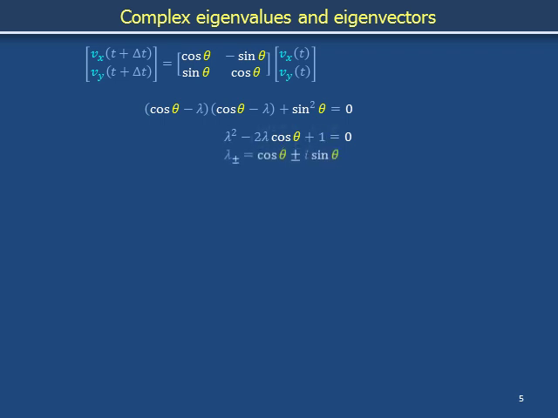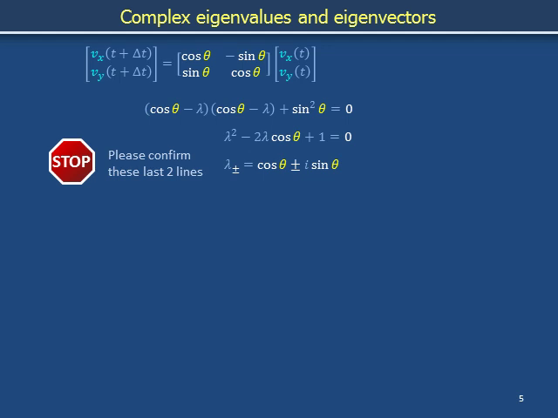Please pause the video to check that the two solutions obtained using the quadratic equation are cosine of theta plus i sine of theta, which we call lambda plus, and cosine of theta minus i sine theta, which we call lambda minus. Using Euler's formula, we abbreviate cosine of theta plus or minus i sine of theta as e to the plus or minus i theta. These eigenvalues have real and imaginary parts. They are complex.